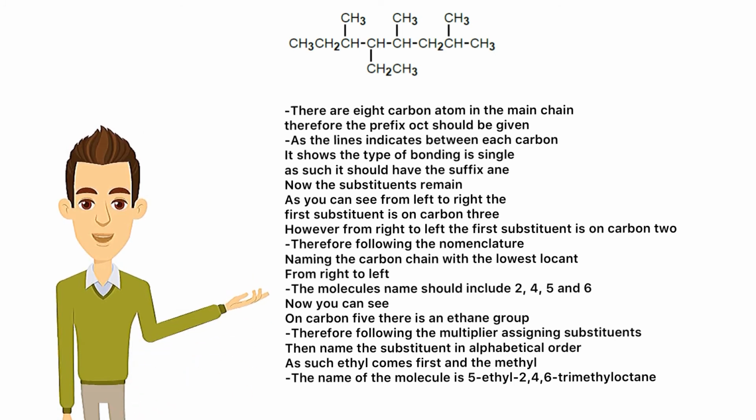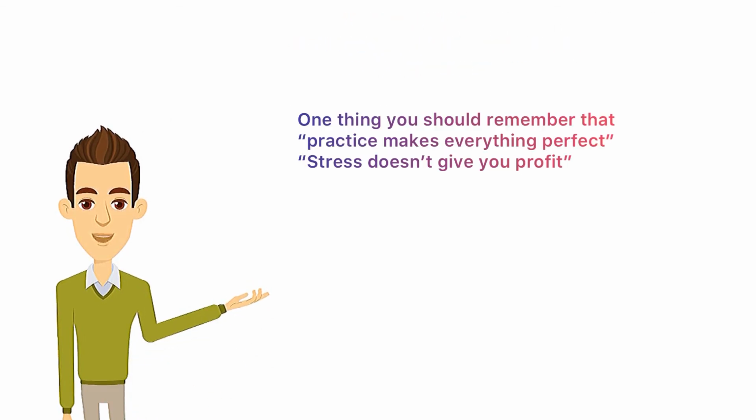Now the substituents remain. As you can see, from left to right the first substituent is on carbon 3. However, from right to left the first substituent is on carbon 2. Therefore, following the nomenclature, number the carbon chain with the lowest locant. From right to left, the molecule's name should include 2, 4, 5 and 6. Now you can see, on carbon 5 there is an ethyl group. Therefore, following the multiplier rule for substituents, name the substituents in alphabetical order. As such ethyl comes first, then methyl. The name of the molecule is 5-ethyl-2,4,6-trimethyloctane.